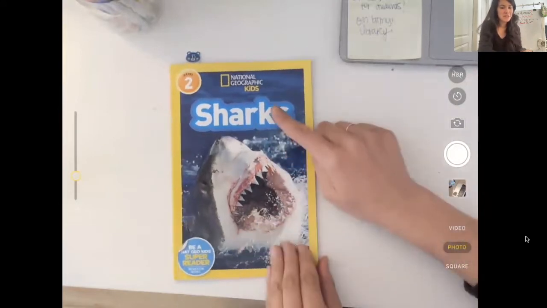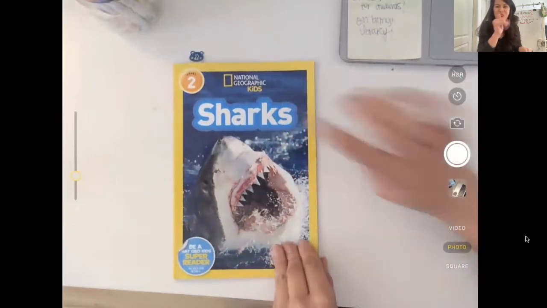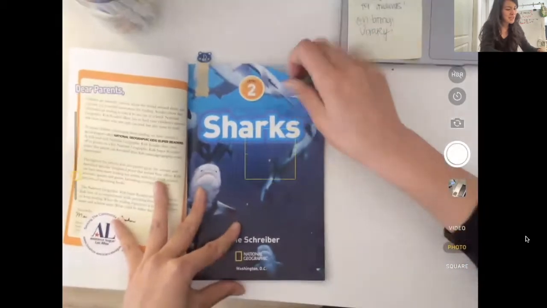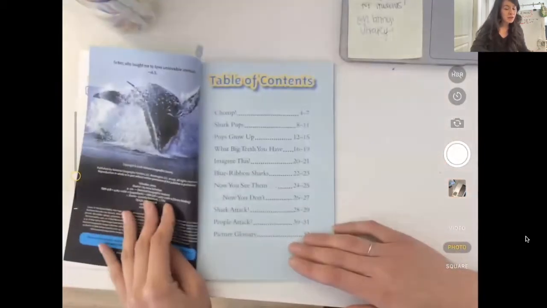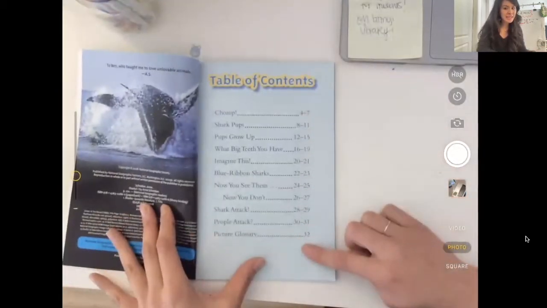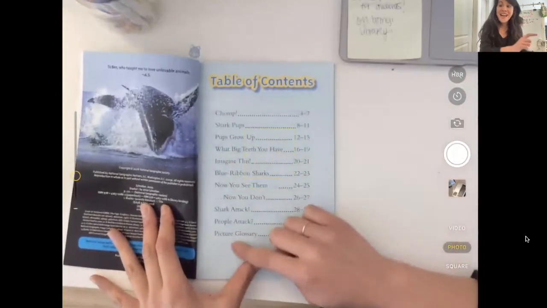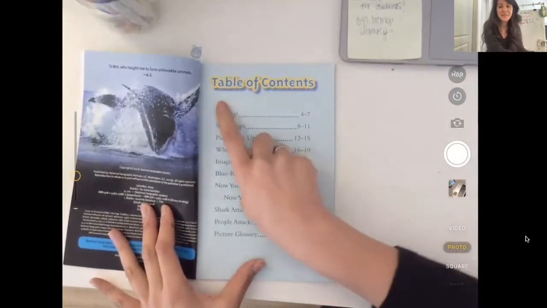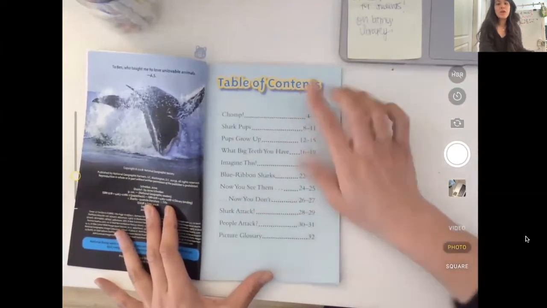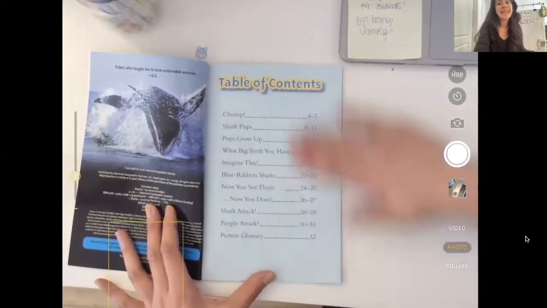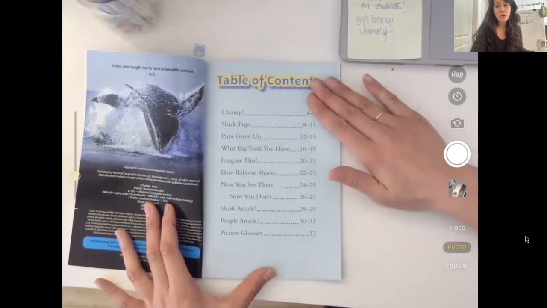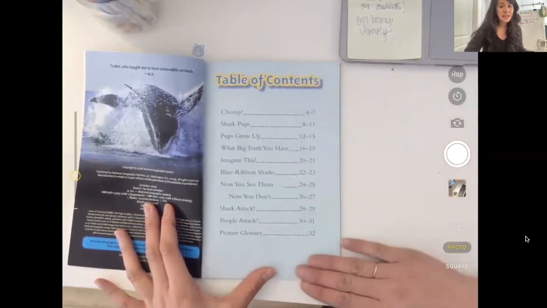You ready? Is this the table of contents? No, that's just the front cover. Okay, let's look. I see numbers. I see important information. This, my friends, is the table of contents. On this page, which is usually in the beginning of the book, the author lets you know all the different things you can learn in the book.